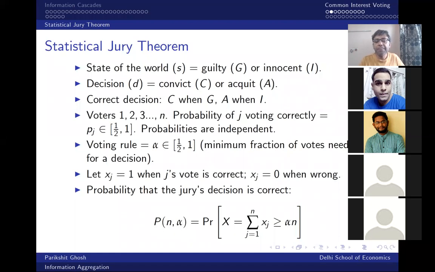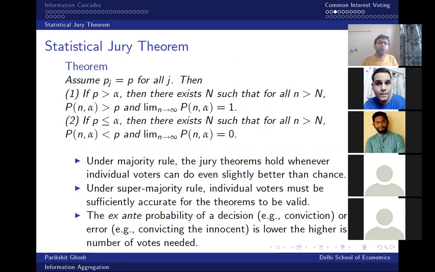But what is it? Well, it's described by this probability. It's easy to see, right? The number of correct votes, which is to say the number of xj's which take a value 1 rather than 0, the sum of all that has to cross over the threshold of decision making. Namely, at least alpha fraction of the voters have to cast the correct vote for the jury as a whole to take the correct decision. Otherwise, going by the rules, jury decision will not be right. Okay, so this is the probability we are interested in.